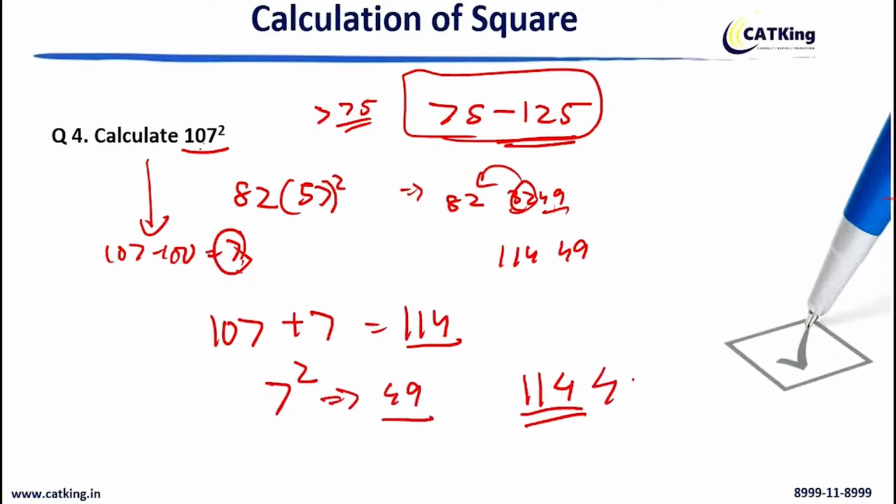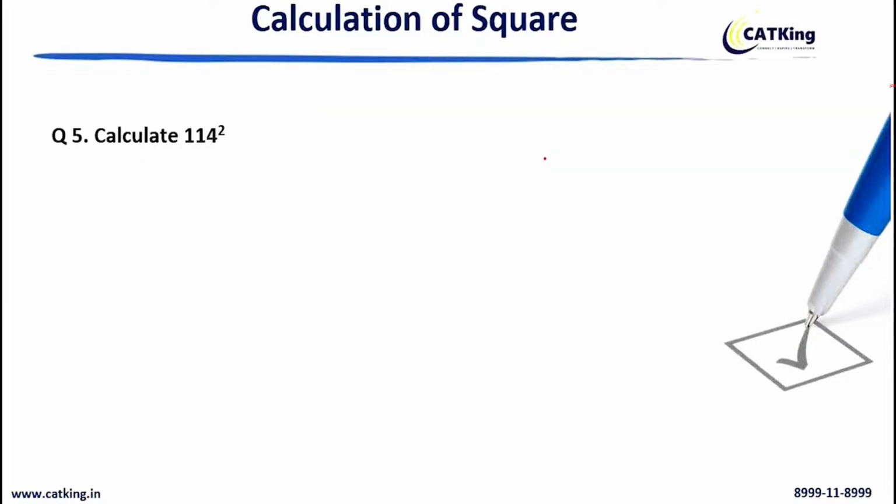Answer is 11449. As simple as that, guys. See how easily we were able to calculate squares of any number within this range, right? How easily we have calculated this. Even if it goes beyond this range, you can still apply this formula. No issues. Okay. Now let's solve a few other examples.